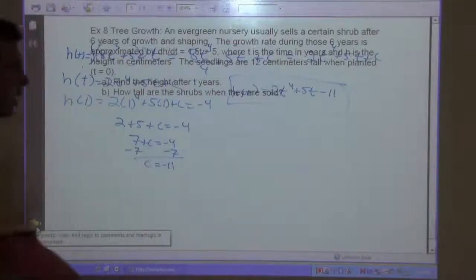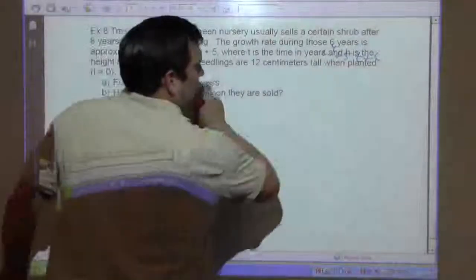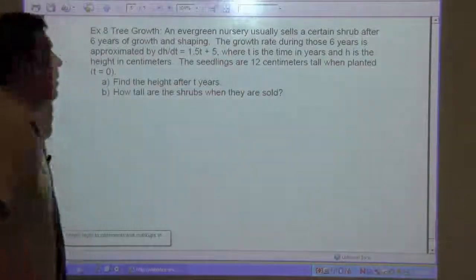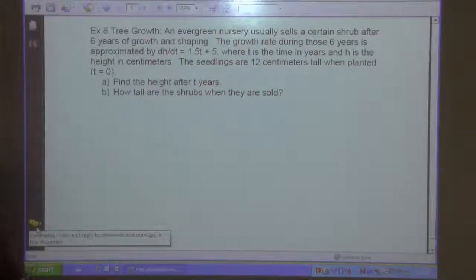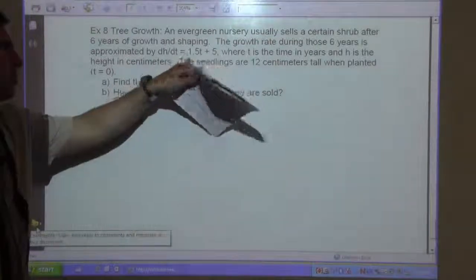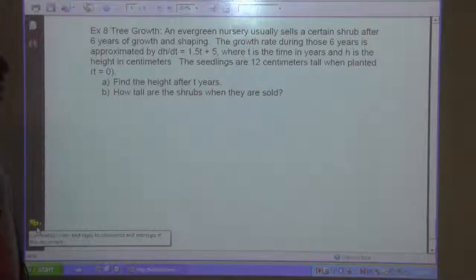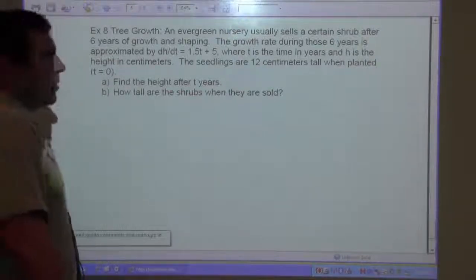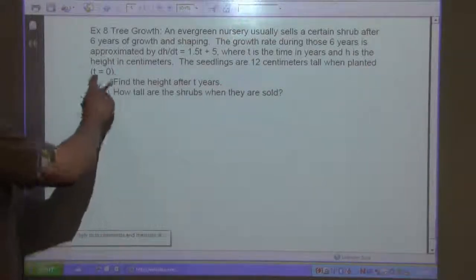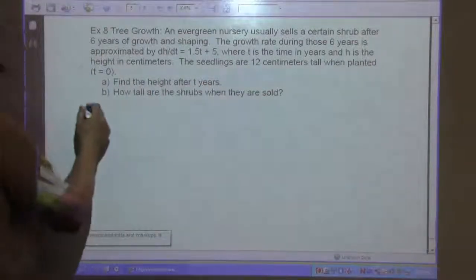Okay, this one is, I like this one. It's about trees. I'm a big tree fan. Tree growth. An evergreen nursery usually sells a certain shrub after 6 years of growth, and the growth rate during those 6 years is approximated by dh/dt is 1.5t plus 5, so that would be h prime, where t is the time in years and h is the height in centimeters. The seedlings are 12 centimeters tall when planted, so at t equals 0, time being 0, they're 12 centimeters. So find the height after t years.